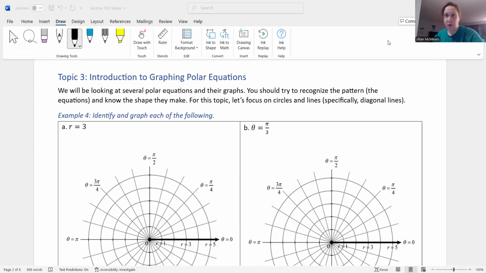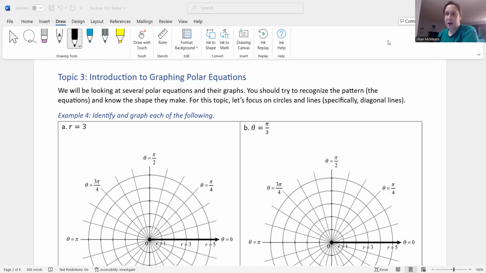Okay, for topic three, we're going to start looking at the graphs of polar equations. We're going to look at some where perhaps the rectangular form is going to be pretty easy for us to work with. And then we're going to look at some later where the rectangular form is absolutely bonkers, and so we would need it to be in polar form, basically. There are situations where if it's not in polar form, we're kind of out of luck.